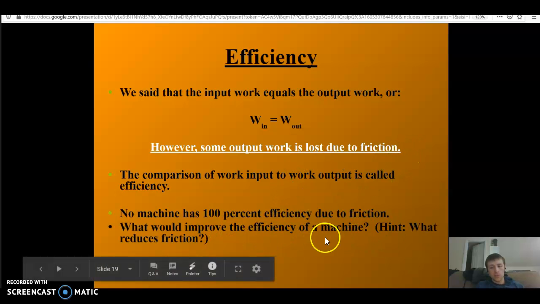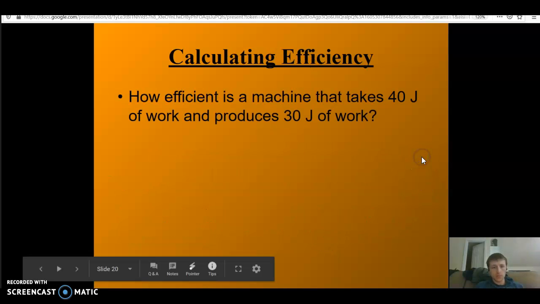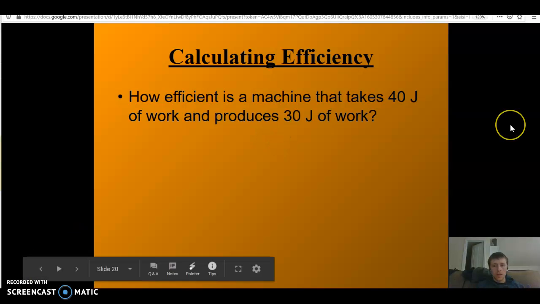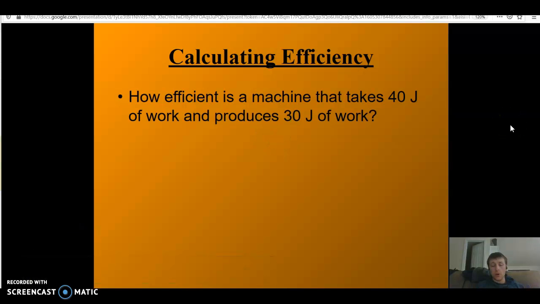What could we do to reduce friction? Well, you could lubricate something or make it out of a smoother substance. So let's see. We have a machine that takes in 40 joules and produces 30 joules. A joule of work is, again, remember work is force times distance. So a joule is the amount of work you get when you apply a force of 1 newton over the distance of 1 meter.